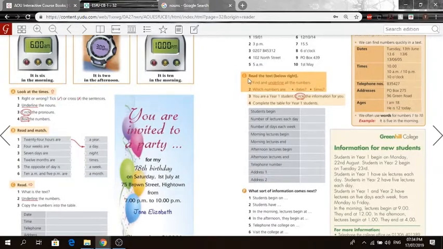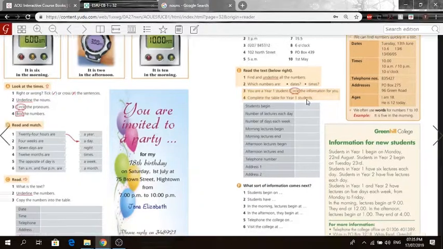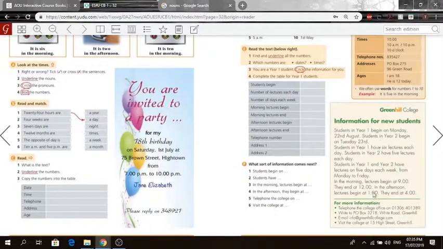So here, this one's interesting. Exercise E: read the text below and find and underline all the numbers. Which numbers are dates and times, okay? So this here, you are a year 1 student. Circle the information for you. Complete the table for year 1 students. So I'll just read this for you guys real quick. Okay, try to listen to me carefully, and then we'll move on to the exercise.